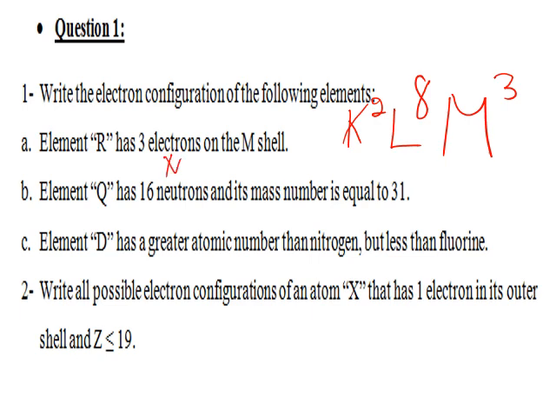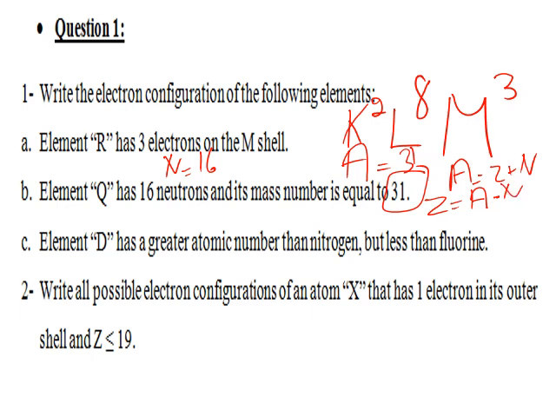Element Q has 16 neutrons, so N is equal to 16. Mass number A is equal to 31. I have to calculate Z. A is equal to Z plus N, so Z is equal to A minus N, equal to 31 minus 16, which is 15. So the electron configuration is K2, L8, M5.